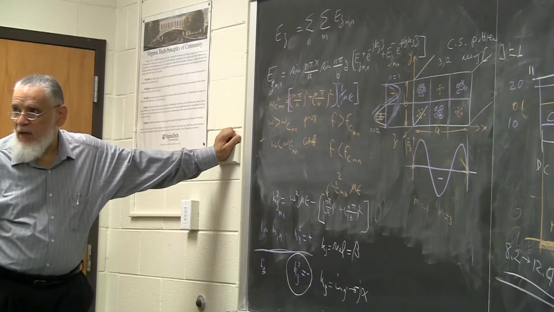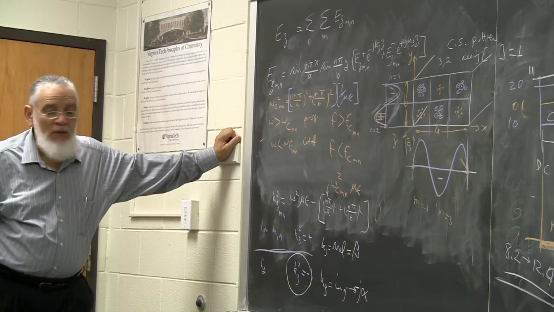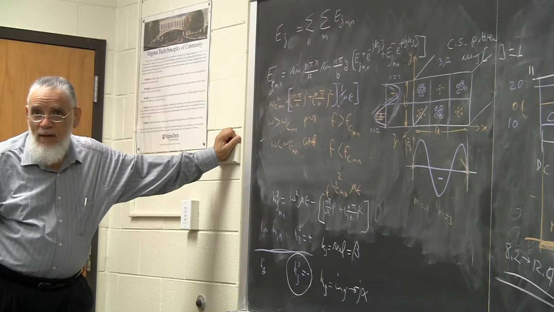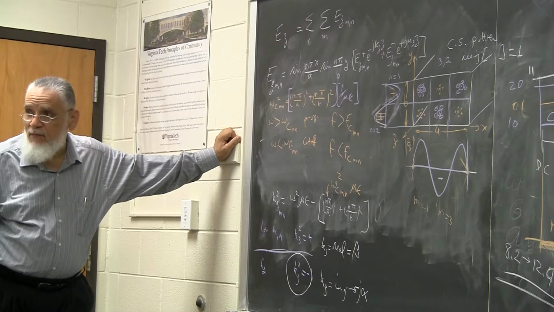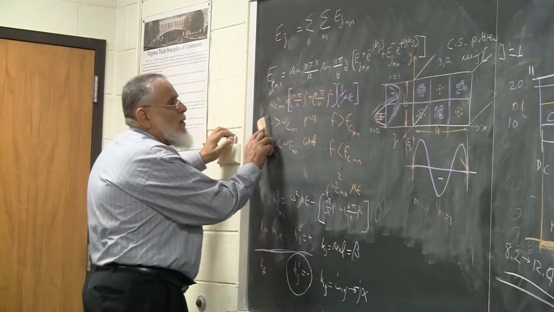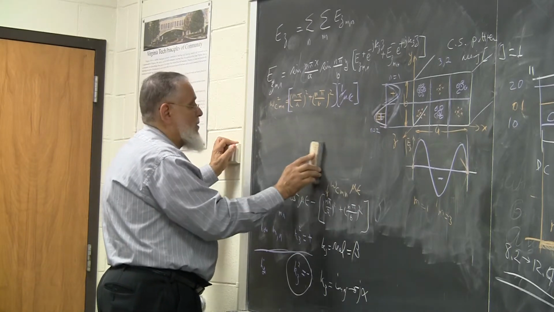Any questions before I do some erasing? I want to get back to lambda and the other thing, the phase velocity. Okay. So I'm not going to erase that part because I need it.